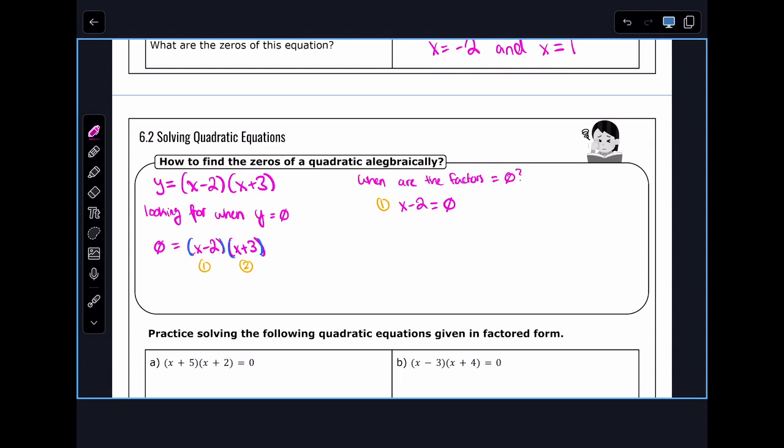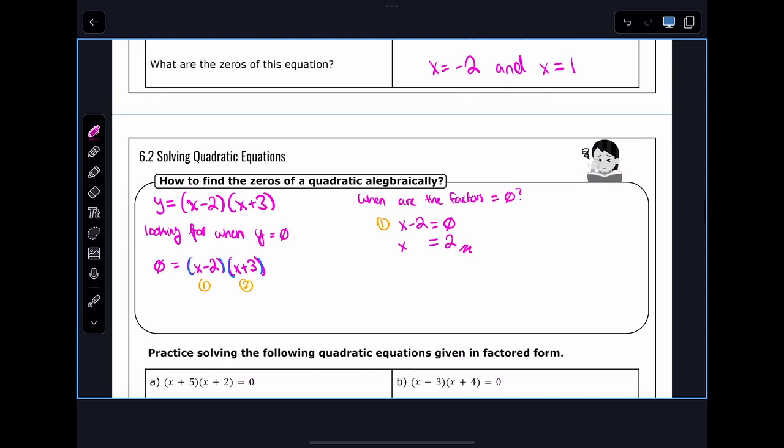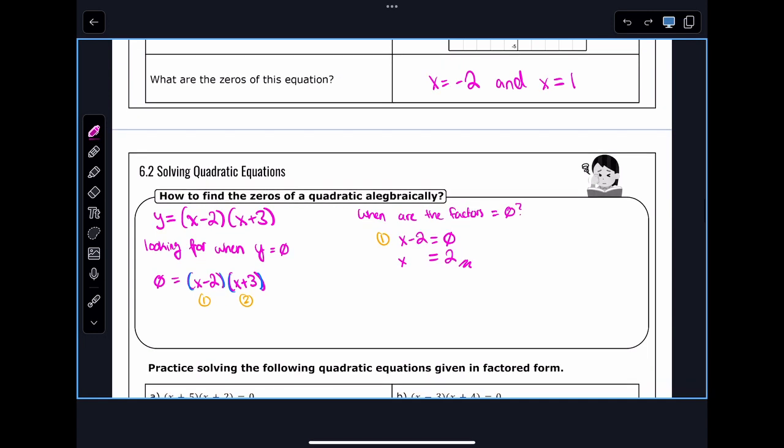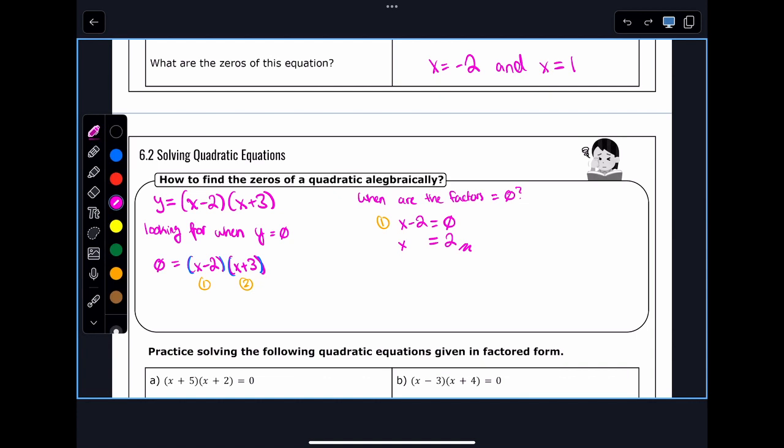And so to do that, we need to isolate it, keep it by itself on the left side. So we need to get rid of the 2, exactly. And to do that, I add 2 to both sides, which would leave us with just the x and a 2. So now I know my first 0 is that x is equal to 2, just like you found up here. Then we look at the second one.